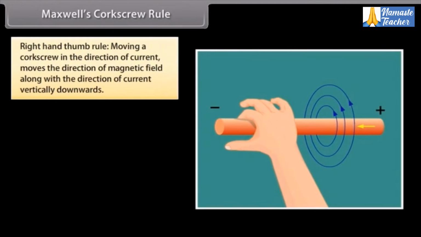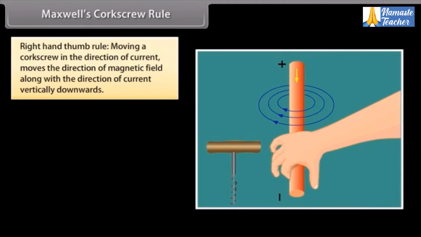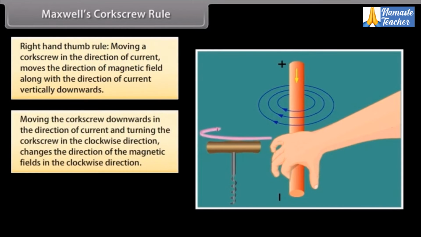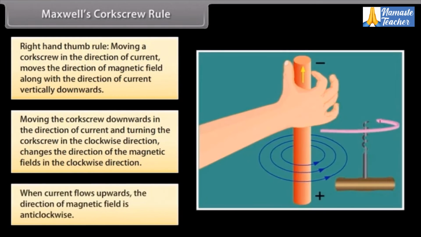Maxwell's corkscrew rule. Maxwell's corkscrew rule, also known as right-hand thumb rule, defines that moving a corkscrew in the direction of current moves the direction of magnetic field along with the direction of current vertically downwards. If we move the corkscrew downwards in the direction of current and the handle of corkscrew is turned in the clockwise direction, then the direction of the magnetic field is in the clockwise direction. So, when current flows upwards, the direction of magnetic field changes and is anti-clockwise.